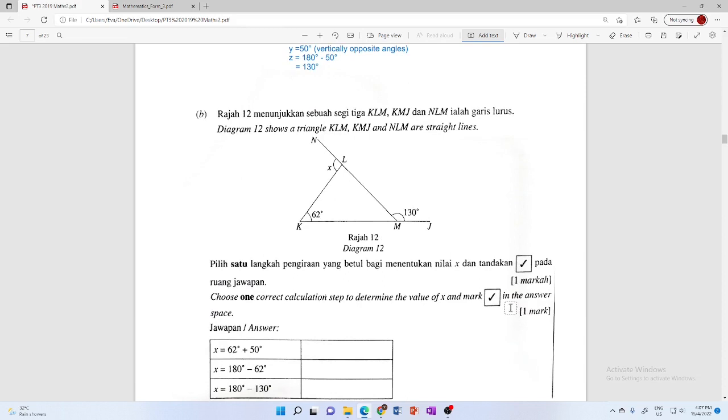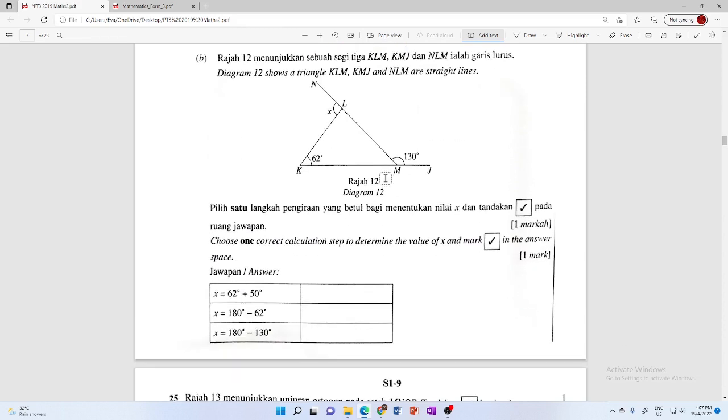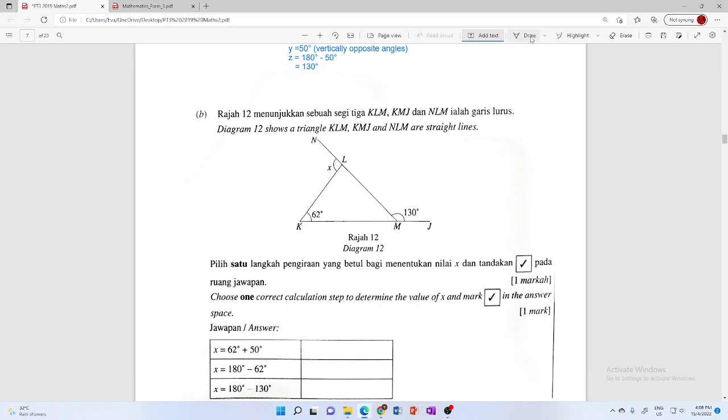Next question B. Need to calculate for x. Before we calculate x, we need to find out this angle. And the same concept, the whole angle on a straight line is 180. Its total is 180. So for this will be equals to 180 minus 130, and that is 50 degree.